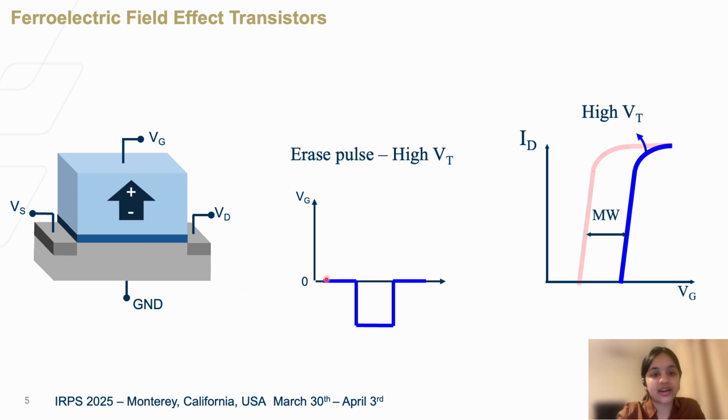Now, if we apply a negative erase pulse to the gate of this device, the polarization points upwards, leading to the negative polarization charges being close to the channel, making it harder to invert the surface. That gives us the high VT state. Now, between the low VT state and high VT state is the memory window of this device.